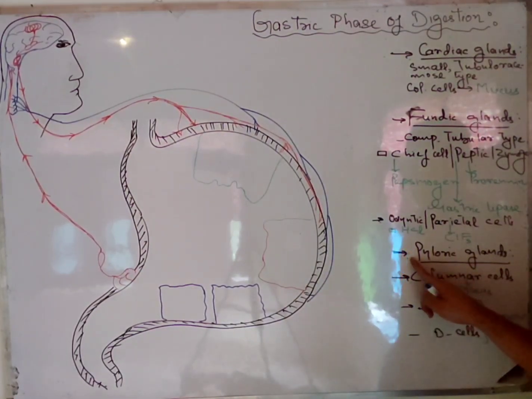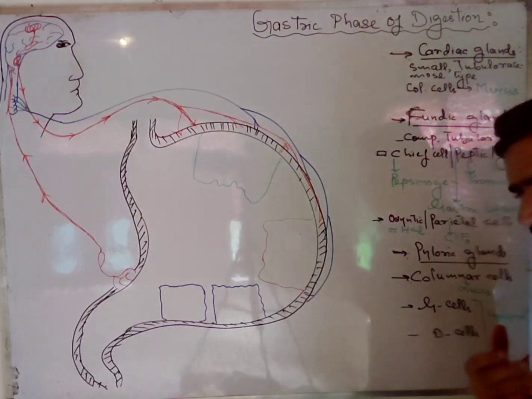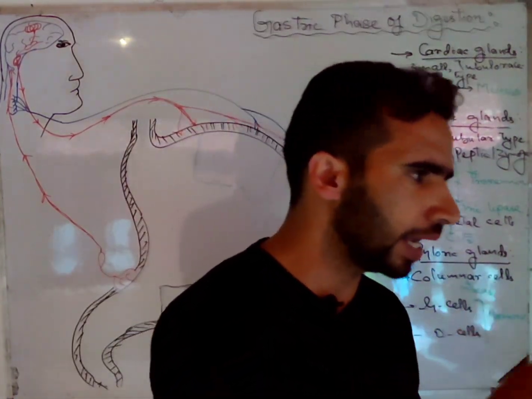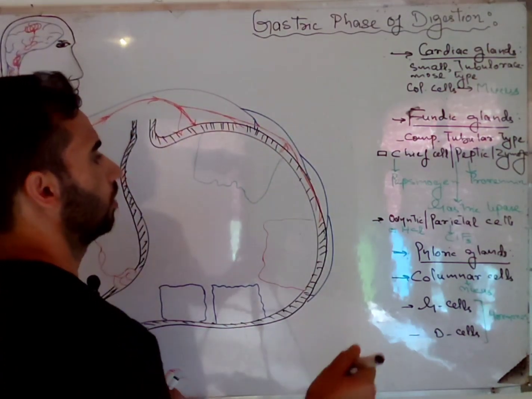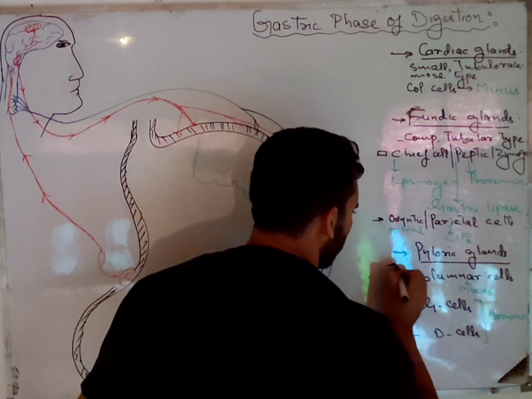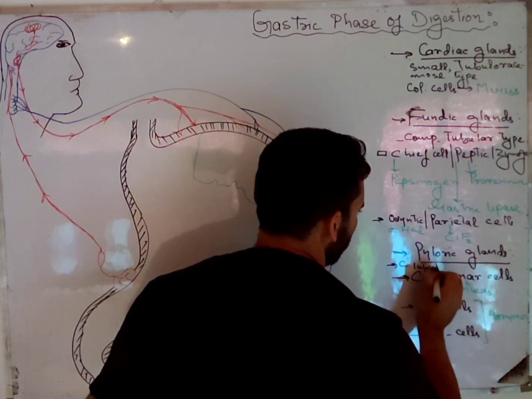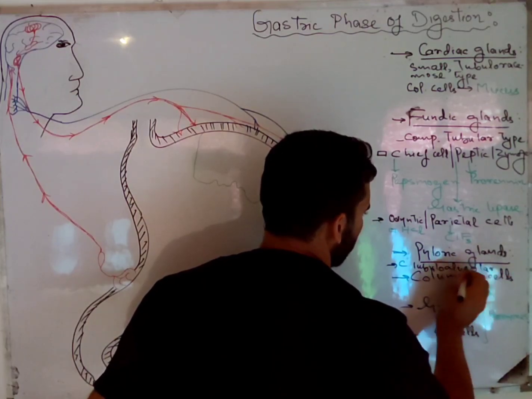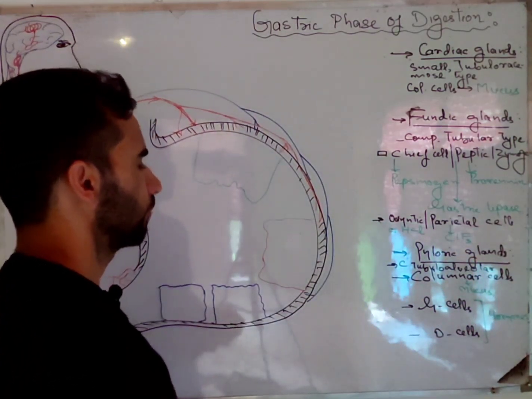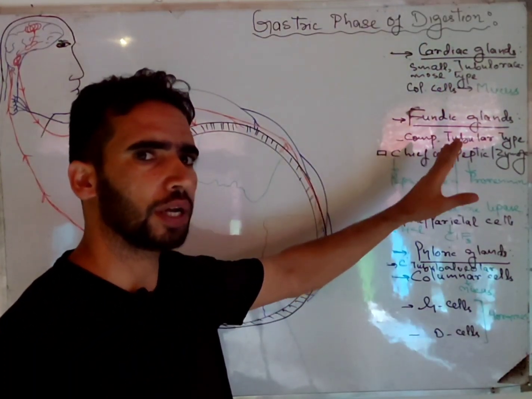So far as the typification of the pyloric glands is concerned, they are of the compound tubulo-alveolar type. They are compound, they have tubules, and they have alveolar type of tubules. So we have to put them into the category of compound tubulo-alveolar type.